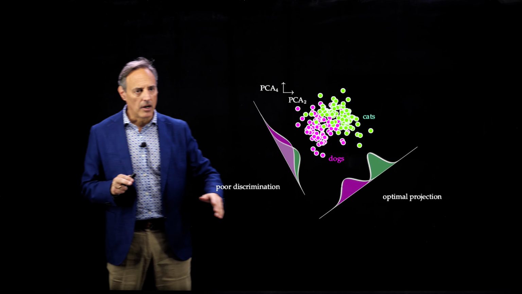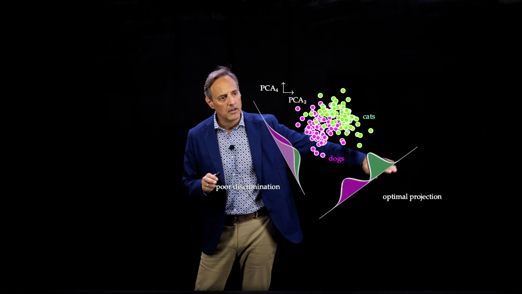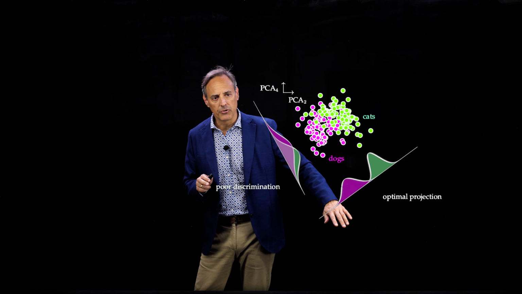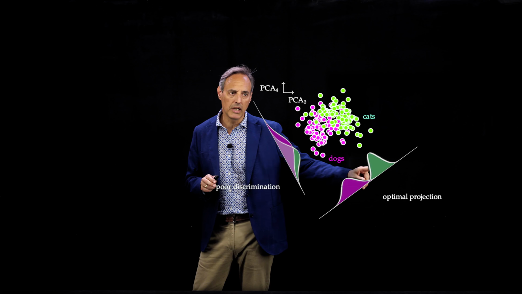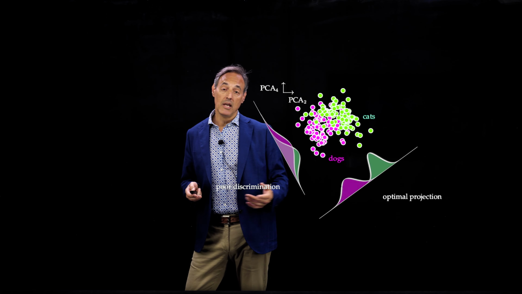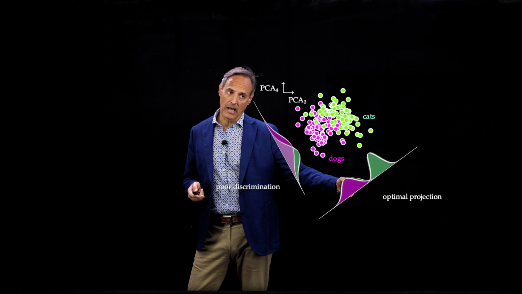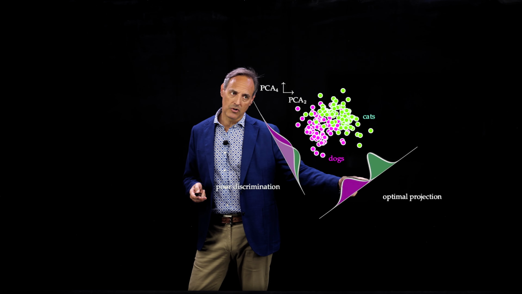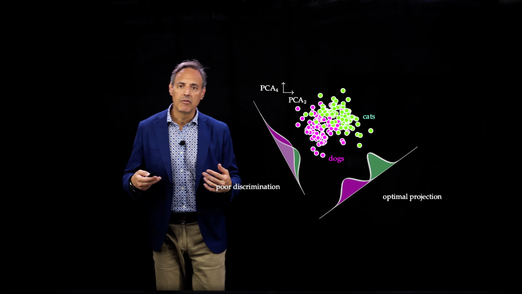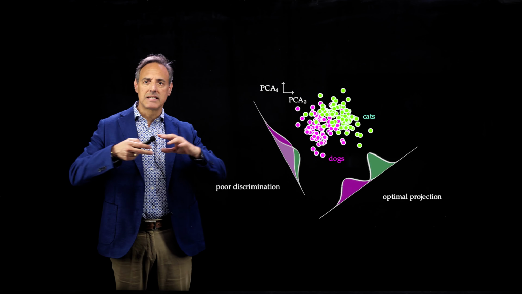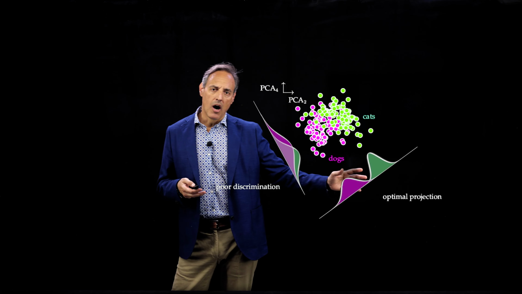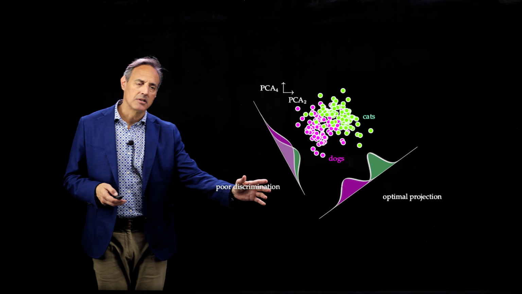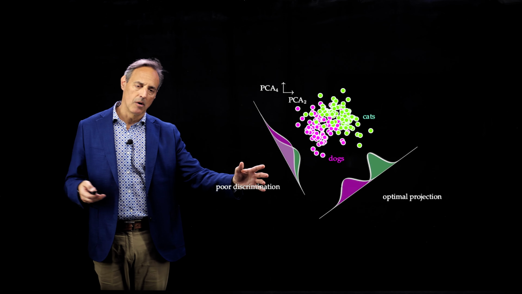However, there's a different line. Let's say this one here, that if I project those purple balls and those green balls onto it, you get something more like this. Notice how the purple and the green are now very well separated. There's still some overlap, their tails overlap, but in the end, if I were to draw a discrimination line right about this point, I would very nicely separate the dogs from the cats. So this is your optimal projection, versus this very poor projection for doing discrimination.